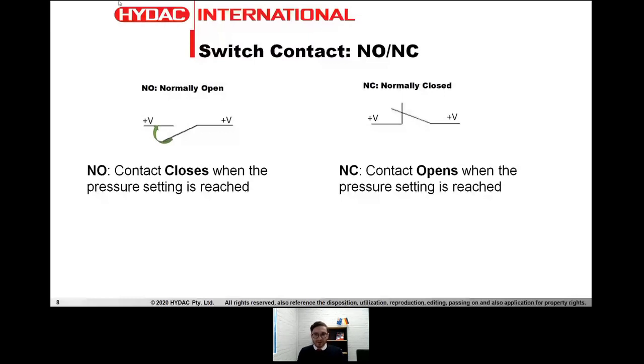And a normally closed contact works the opposite way to a normally open. NC means normally closed, so the contact opens when the pressure setting is reached. Currently, when the pressure setting isn't reached, voltage is being passed through in your control system. So that opens, and then you lose the signal, and your PLC will lose that voltage signal. So this is part of a switch contact output for a digital style sensor.